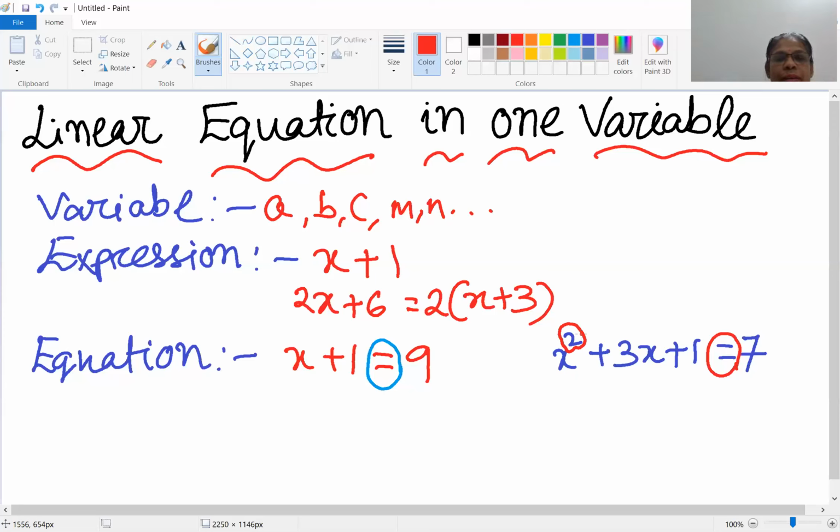I'm writing here one more equation. Can you tell me, 3x plus 9 is equal to 5x plus 11.